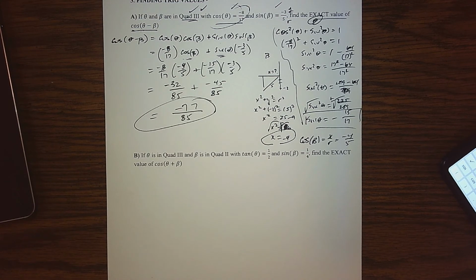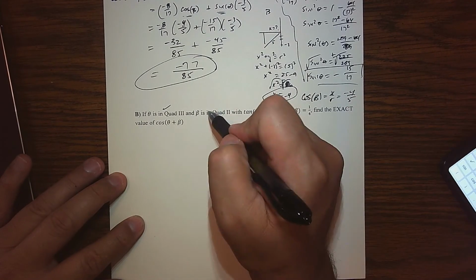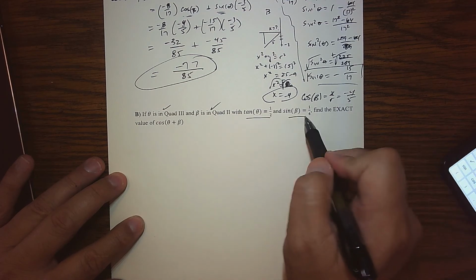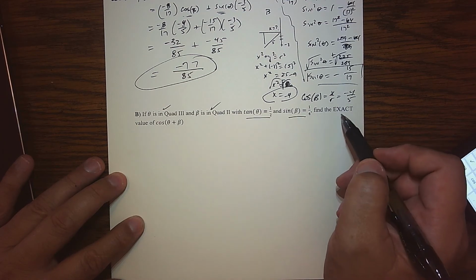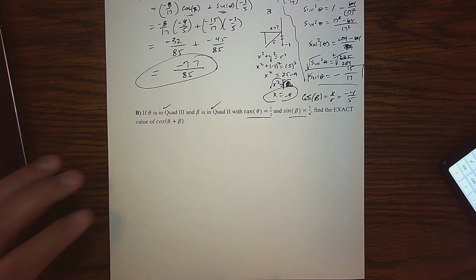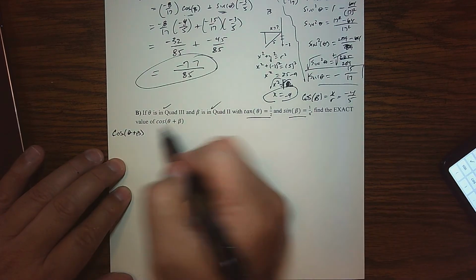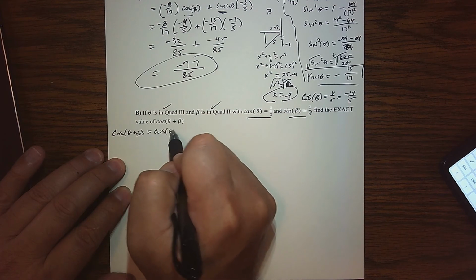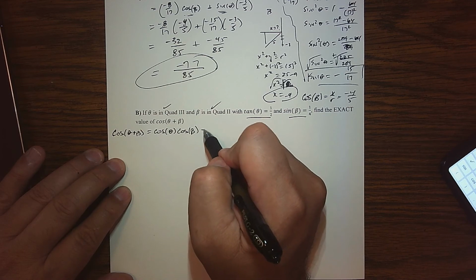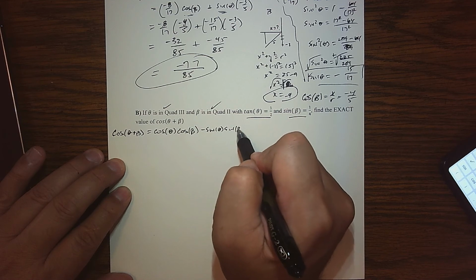Okay, so let's go ahead and go to the next one. Here we're told that theta is in quad 3 and beta is in quad 2. We know that the tangent of theta is 1/2 and the sine of beta is 1/4. They want us to find the exact value of cosine of theta plus beta. Well, under the identity, it's the cosine of theta, cosine of beta, minus the sine of theta, sine of beta.